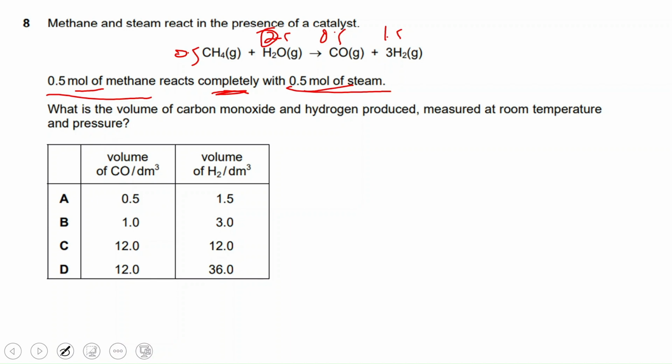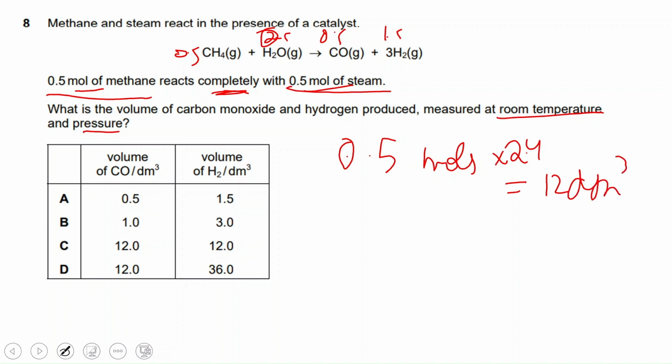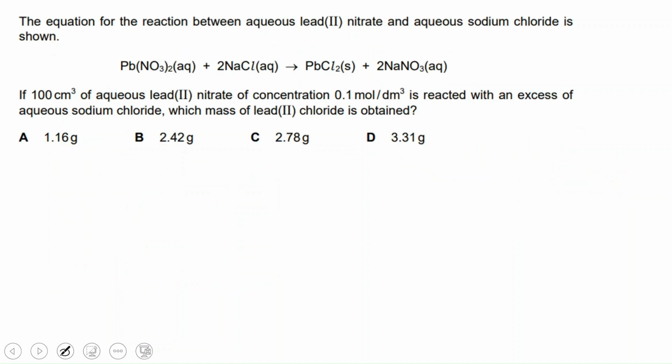Now, if the room temperature and pressure is going to be 0.5 moles, is going to be multiplied with 24 to give us 12 decimeters cubed, and 1.5 into 24 is going to be 36. So the answer is going to be D, because carbon dioxide is 0.5 moles, which is going to be into 24 decimeters cubed to give us 12, and the volume of moles of hydrogen is 1.5 because of the stoichiometric ratio. You multiply the 0.5 over here with 3, and you get 36 when you multiply it with 24.